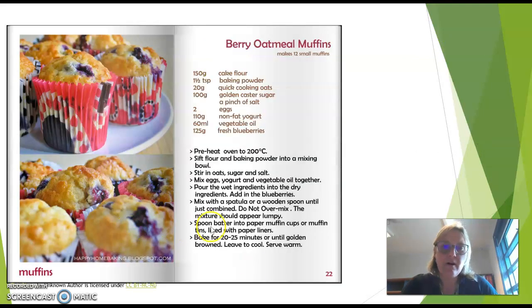So here's an example of a recipe: berry oatmeal muffins. We have a title, and it tells us how many it makes. It makes 12 small muffins. Then it has a list of ingredients with some abbreviations, and we'll talk about that in a minute. And then a list of instructions. I tend to prefer instructions to be numbered, but this is very clear anyway.